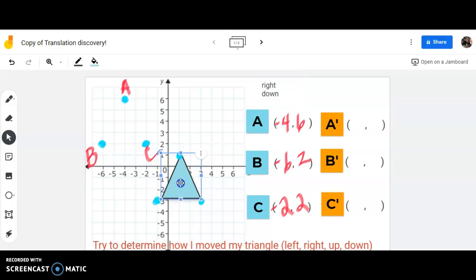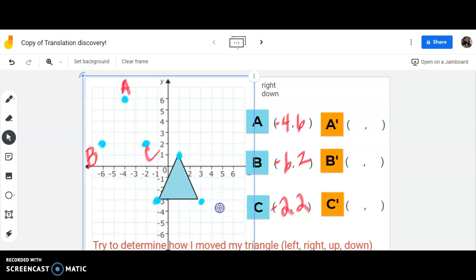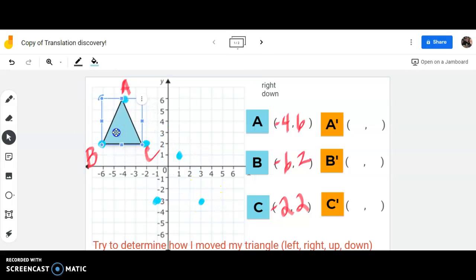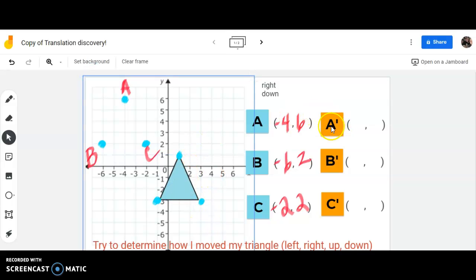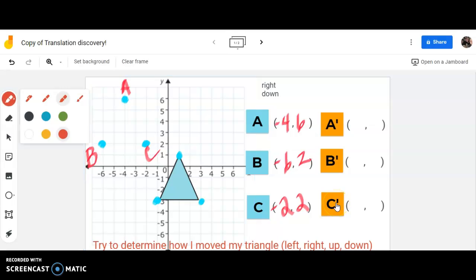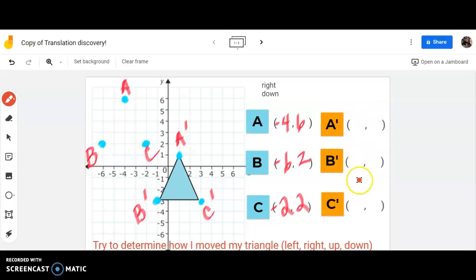Okay, but what you can do is get the coordinates of the new triangle, right? So this is my original, my pre-image. That's where it started. When I move it, right, then that becomes A prime, B prime, and C prime. So if I'm labeling those, this would be my A prime, my B prime, and my C prime. Okay, so if you can, determine how many times I moved right and how many times I moved down, and then get the coordinates of the new points. Okay, that's as far as we went on this Jamboard.